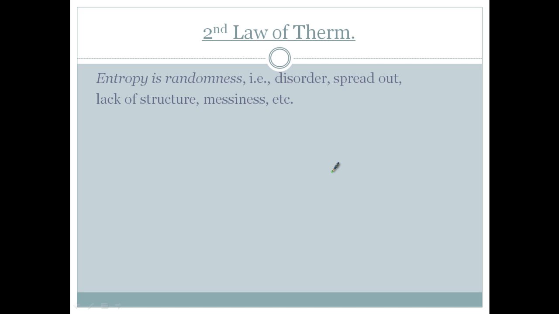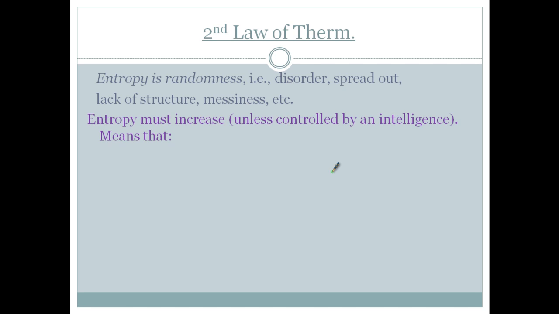Second law also deals with entropy. Entropy is randomness. In essence, it's disorder. It's spread out, lack of structure, messiness, probably like most of your rooms at your houses. So the second law says that entropy must always increase unless controlled by an intelligence. And I don't mean, it could be aliens, but it's usually us changing entropy. But entropy in the universe always increases. Us humans and other sentient beings can actually make it decrease.